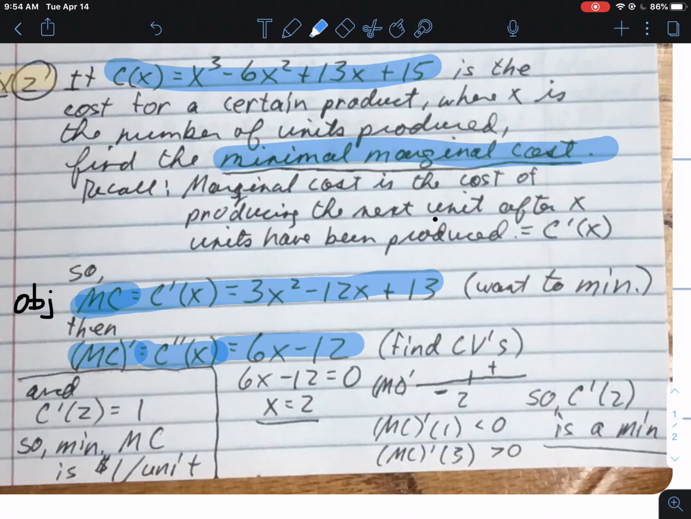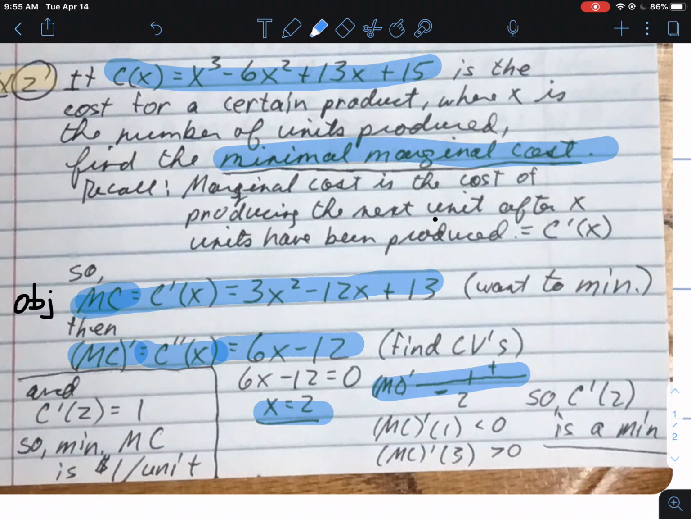So 6x minus 12, setting that equal to 0, we get x equals 2. That's our critical value. And now again, I need to check to see if that is actually the location of a minimum value. And I'll tell you it would be because there's only one, but we can double check. So I set up my test strip with our marginal cost prime, which is C double prime.